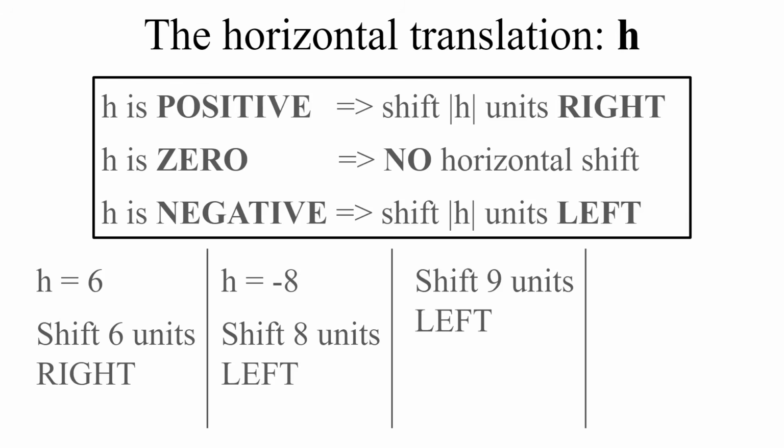Similarly, if I had a shift of 9 units left, that would be an h of negative 9. And if I had a shift of 3 units right, we could figure out that that is an h of positive 3.